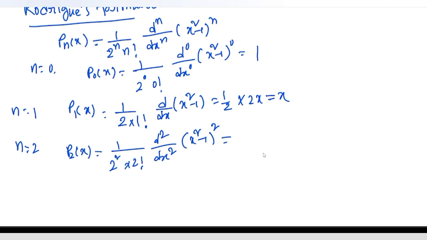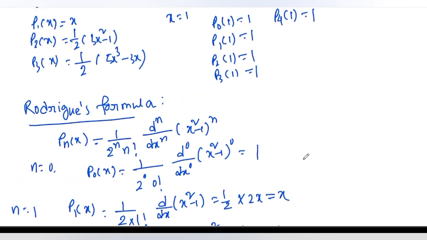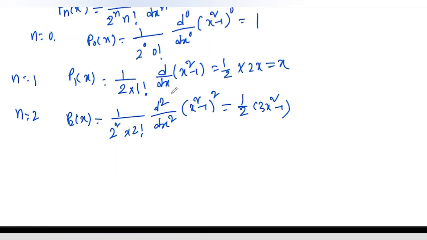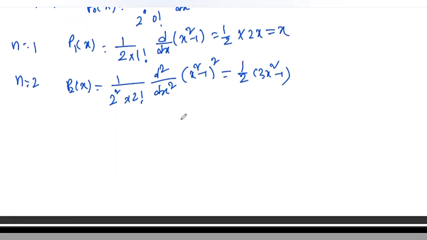if we solve this, we get half of 3x squared minus 1. This is the same as this polynomial, but we have to remember P0, P1, P2, P3 and P4, up to P4. So next, the properties of Legendre polynomial. Next we discuss the properties of Legendre polynomial.